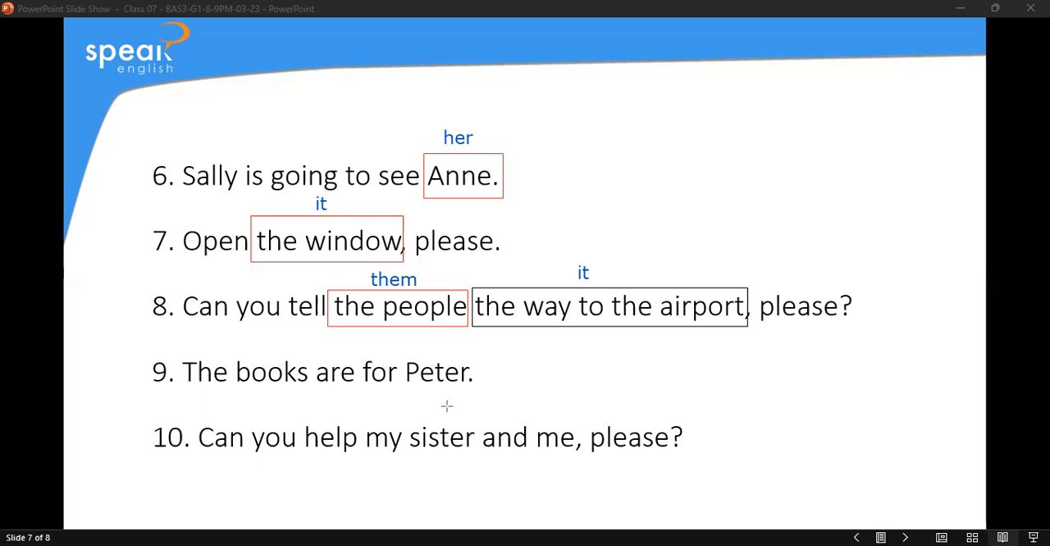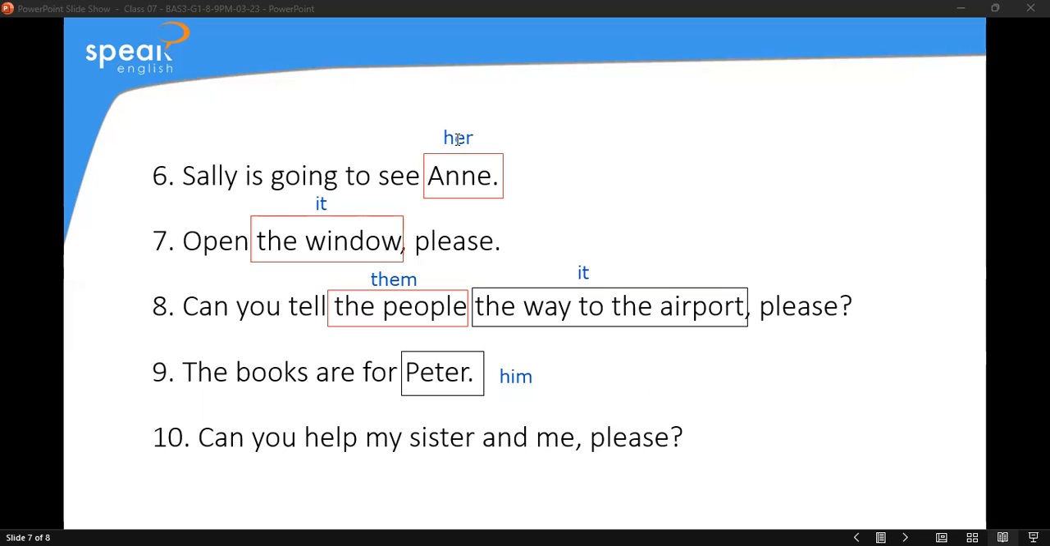So what is the object? For Peter. Peter. Peter is the object because Peter is receiving the books. So Peter is the object. So what is the object pronoun that I use? Him.